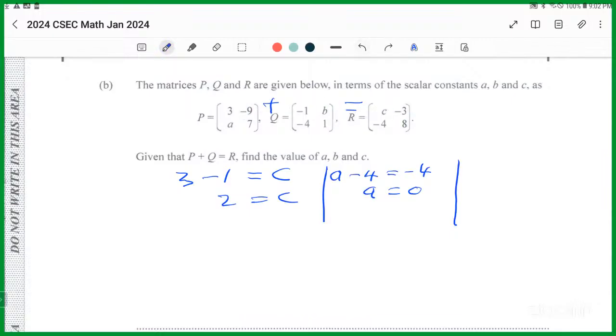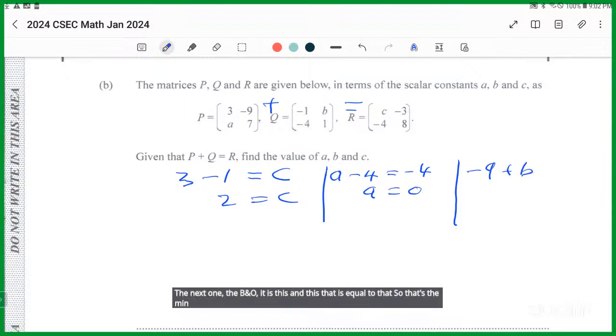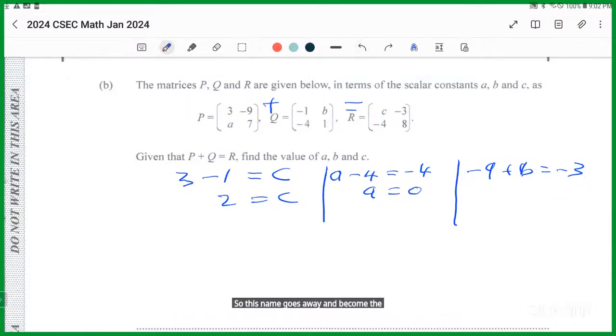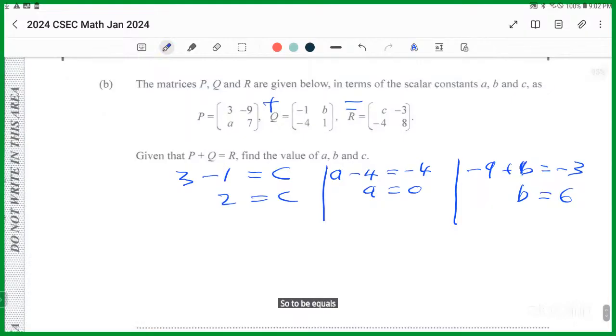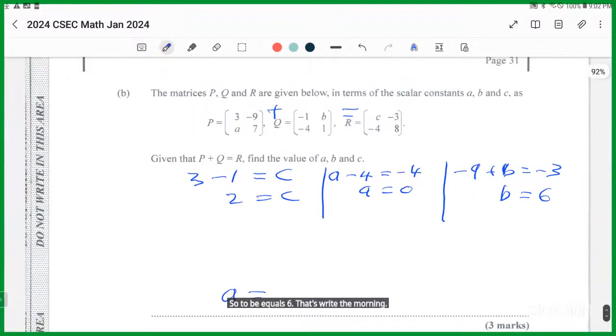So that's the minus 9 and the B equals minus 3. So this 9 goes over here, becomes a positive 9. 9 minus 3 is 6. So B equals 6. Let's write them in order. So the answer is A equals 0, B equals 6, C equals 2.